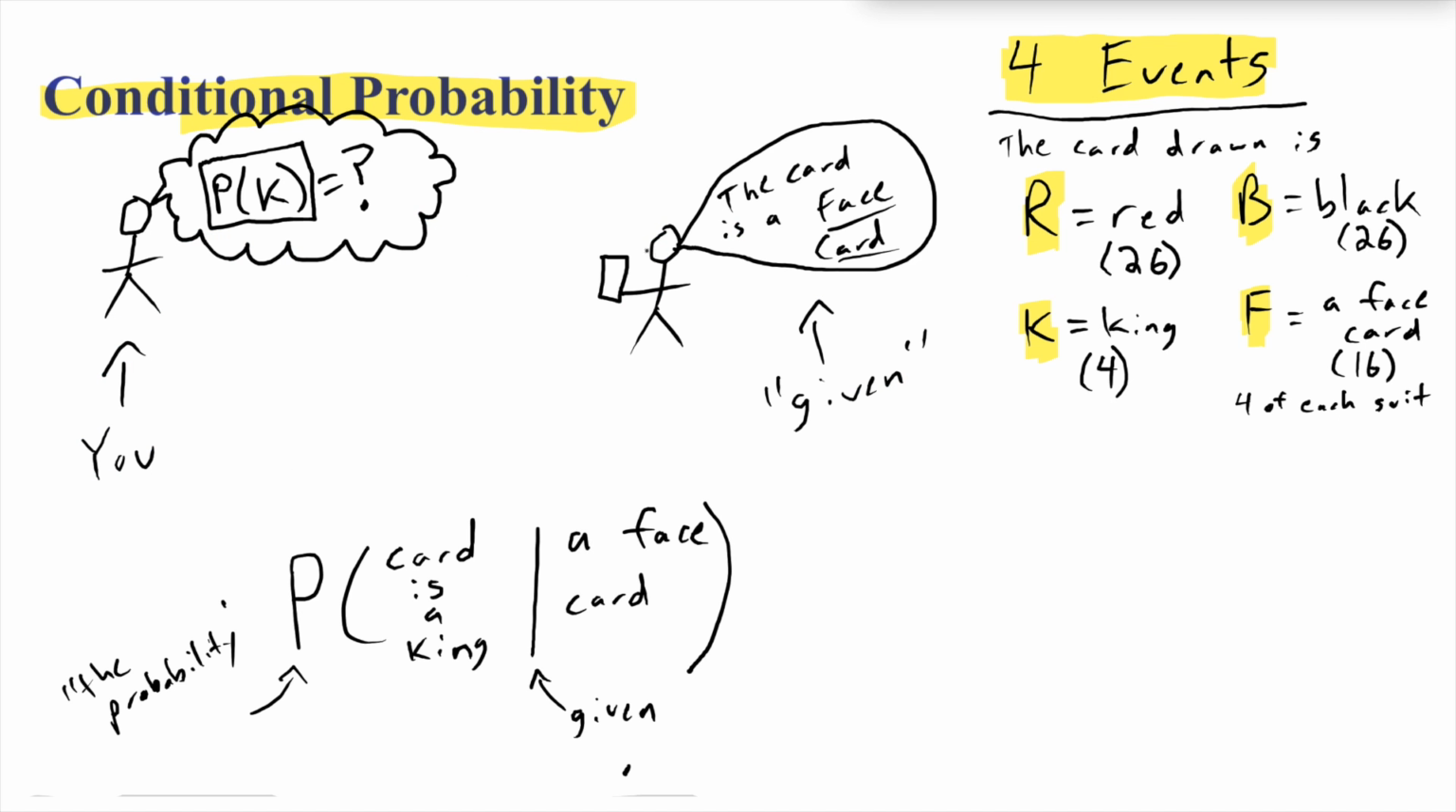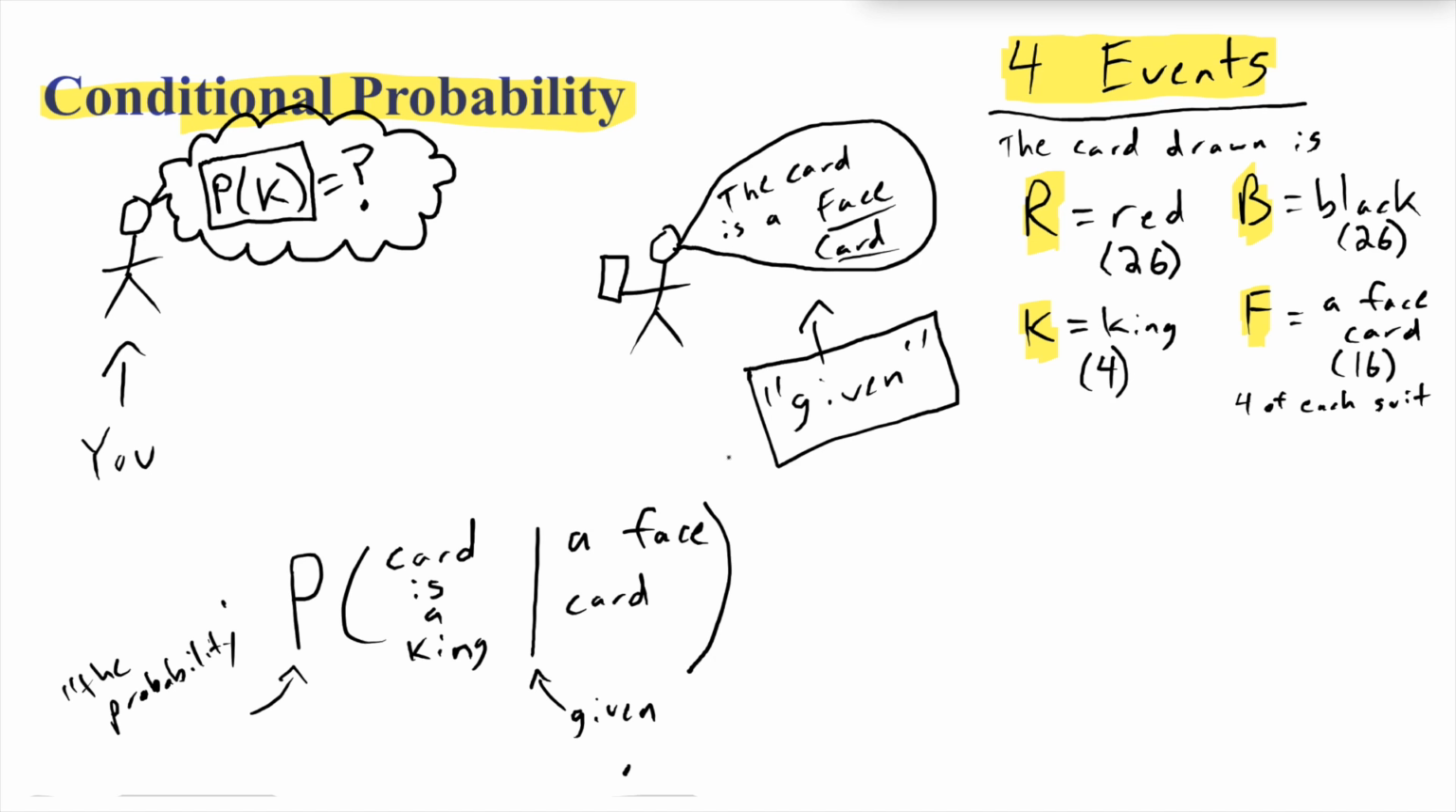To think about what this conditional probability is, we're going to imagine that we're trying to figure out the probability the card is a king. And instead of just us drawing the card, we had a friend involved here. This friend drew the card for us. And they said, without showing us the card, they told us the card is a face card. That's the given information. We know something about this card. We're not just completely in the dark anymore.